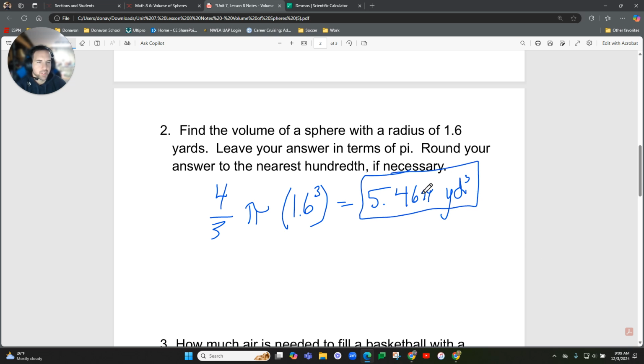So 5.46 pi cubic yards. All I did was multiply this part times this part and leave the pi as pi.